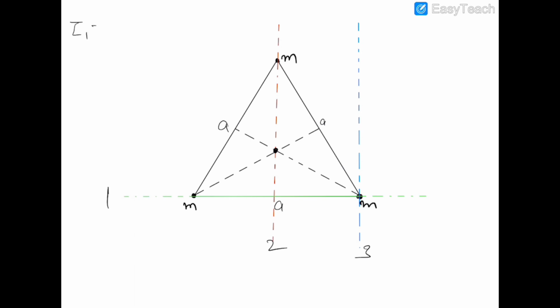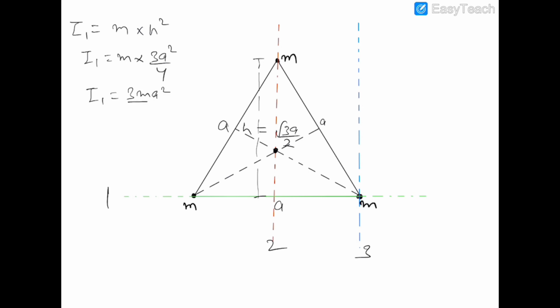So the moment of inertia about the axis number 1, which is this green axis, and this green axis is passing through these 2 masses, therefore their moment of inertia would be 0, and the moment of inertia of this mass about this green axis would be m into h square, where h is this distance. Now this distance h is equal to root 3a by 2. We all know that. So I1 is equal to m into 3a square by 4. So I1 is equal to 3ma square by 4.